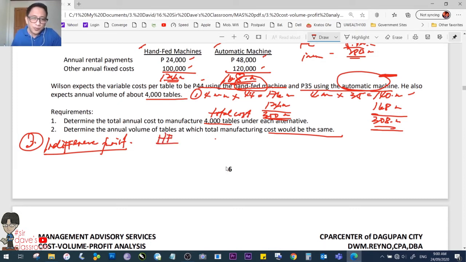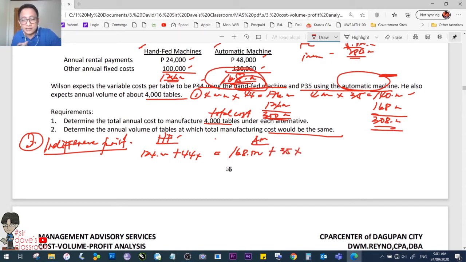For hand-fed, we must equate the cost of this alternative with the cost of this alternative, and we will find the indifference point. So for hand-fed, 124,000 total fixed cost plus the total variable cost, which is 44 pesos times the activity or the number of units, which must be exactly equal to the 168,000 fixed cost of the automatic machine, plus the 35 pesos per activity or in number of units in this case. Find the value of your X.